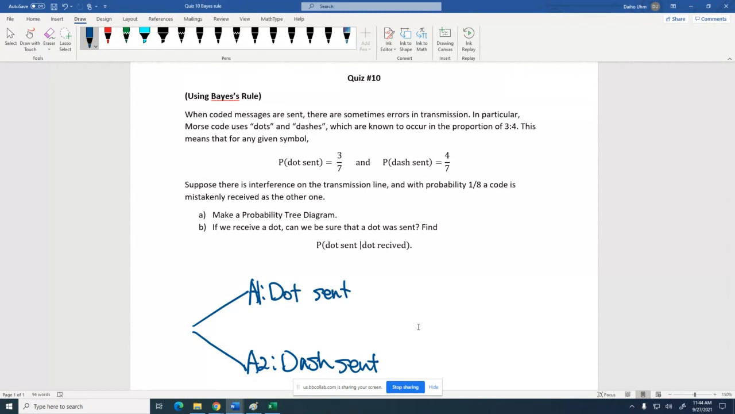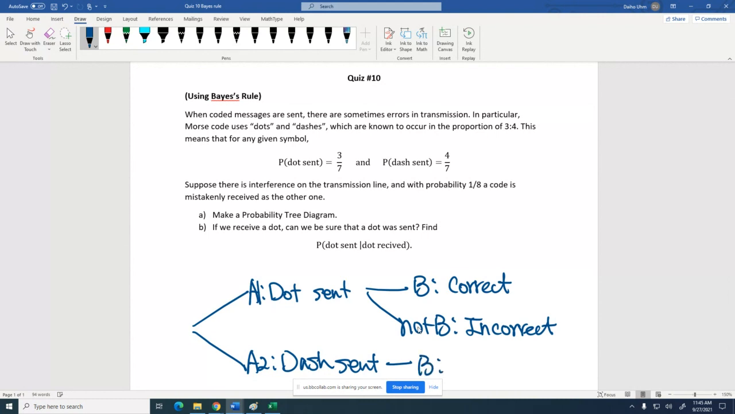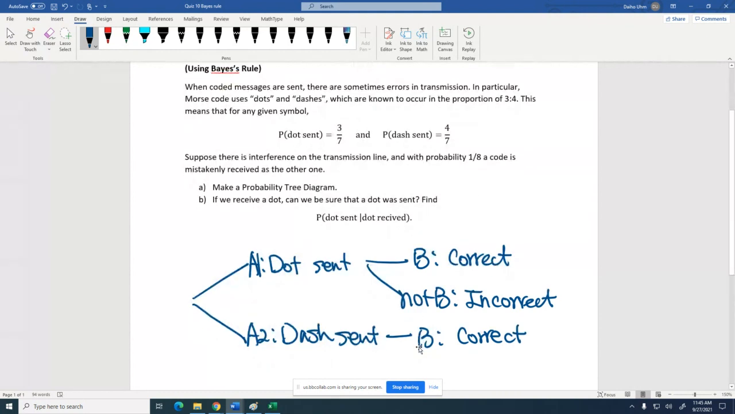So sometimes the dot sent, but we received most of the time correct. What does it mean, correct? Dot sent, dot received. But sometimes, I don't know why, not B. Incorrect. It is the same thing when dash is sent. Sometimes it is correct, we received the dash, but sometimes we have dot. Incorrect, not B.